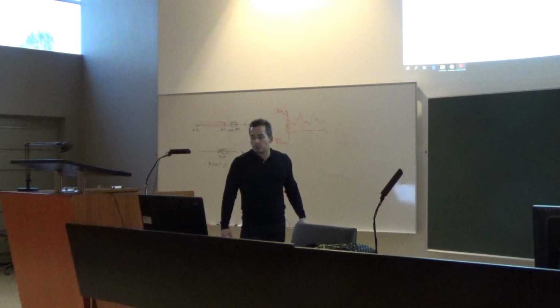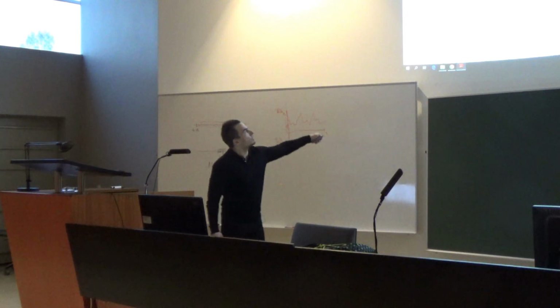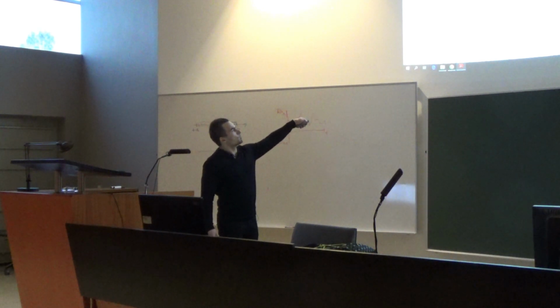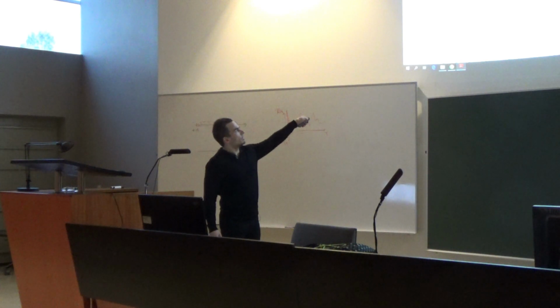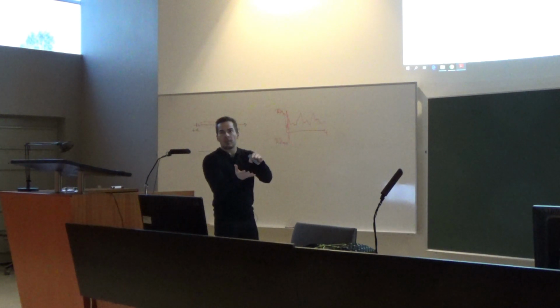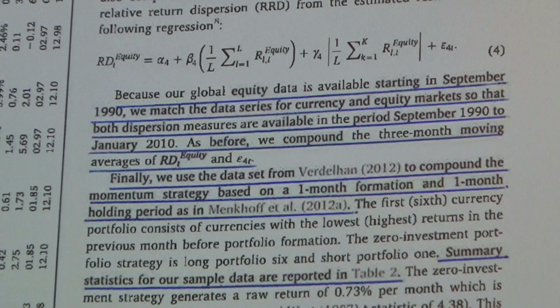Since the data for the global equity data starts in September 1990, we match both samples. So the sample that we operate with in the study here starts in September 1990 and ends in January 2010, so roughly 20 years of data. Again, as we already spoke about, we use this momentum 1-1 strategy that we have derived here.